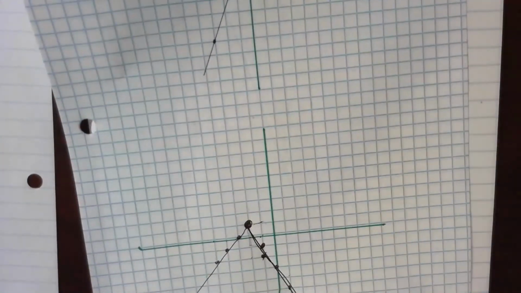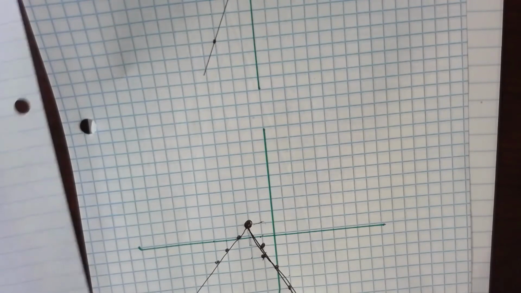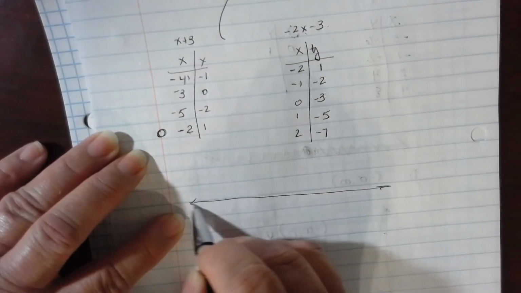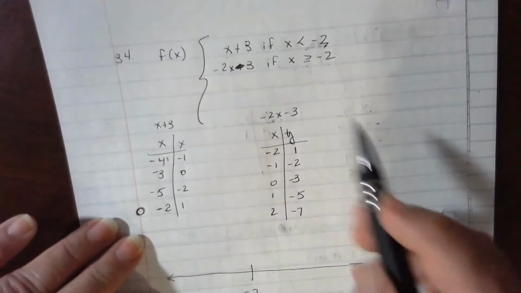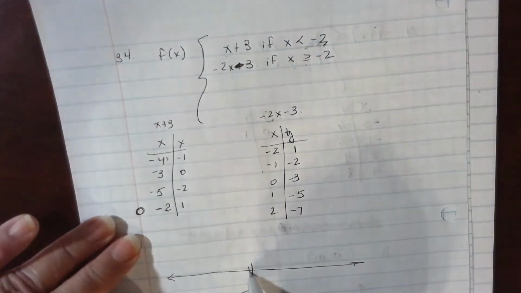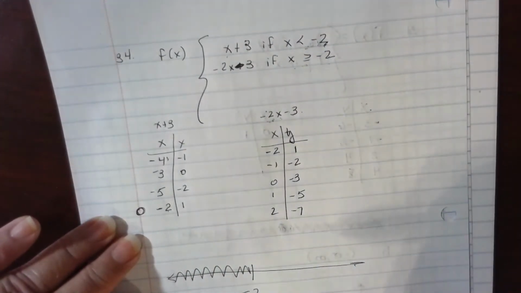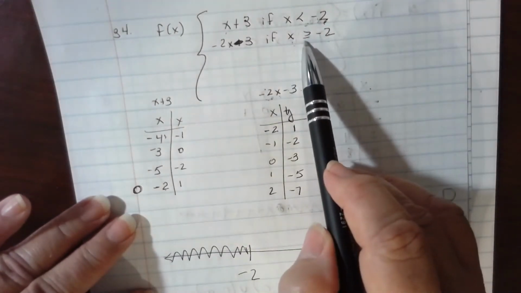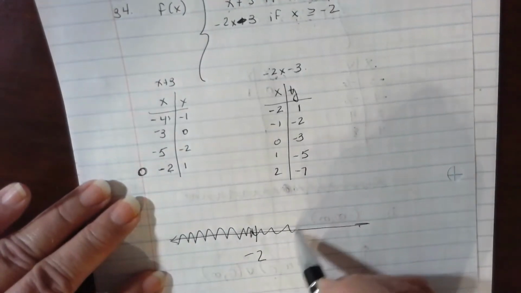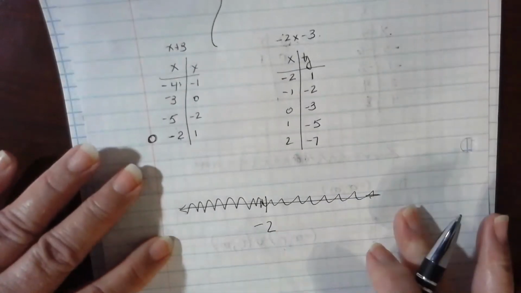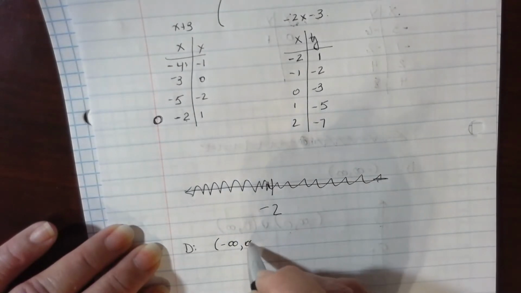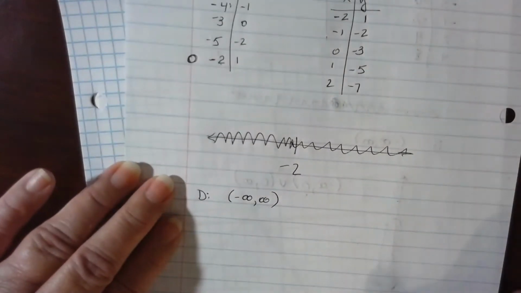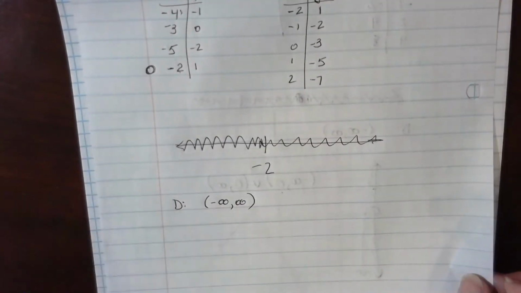Now, the first thing says to talk about the domain. Alright, well, let's look. If you think about the x-axis, my barrier point was at negative 2. This one says everything less than negative 2. This one says including negative 2 and everything to the right. So that covers up the whole thing. So my domain is going to be all real numbers again, which is negative infinity to positive infinity.